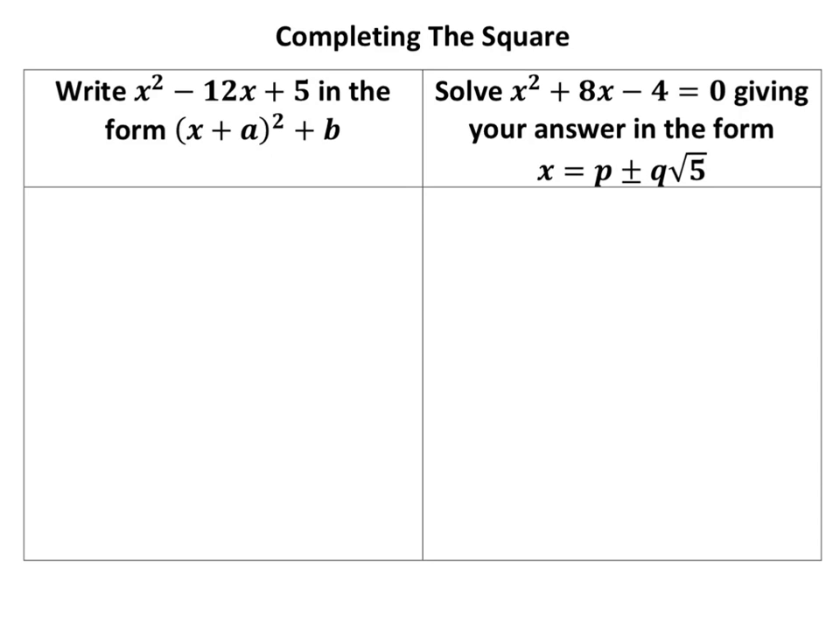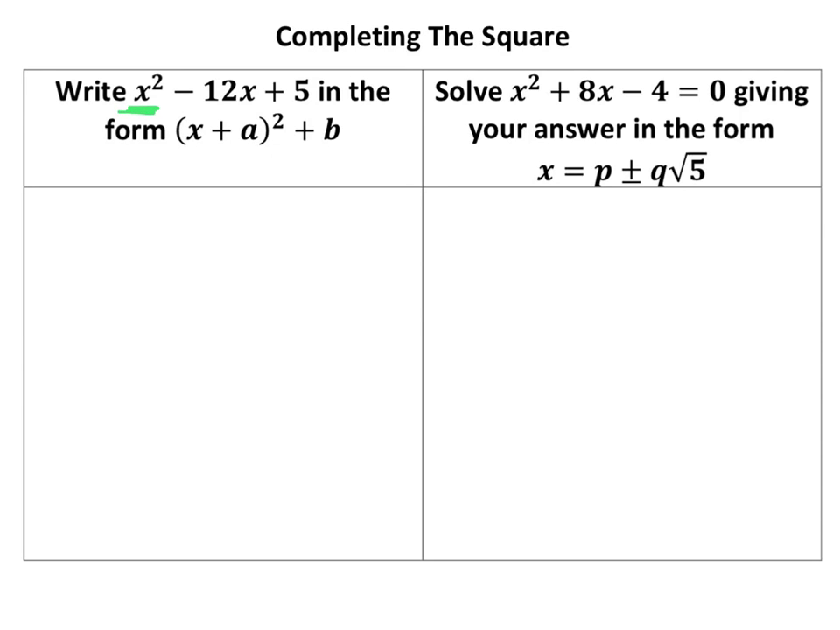Okay, we're completing the square here. Now, this is just a way of solving or factorising quadratic expressions that won't factorise, if you know what I mean. So, basically, you've got to have the coefficient of x squared as 1. Okay, so this bit has to be just x squared.